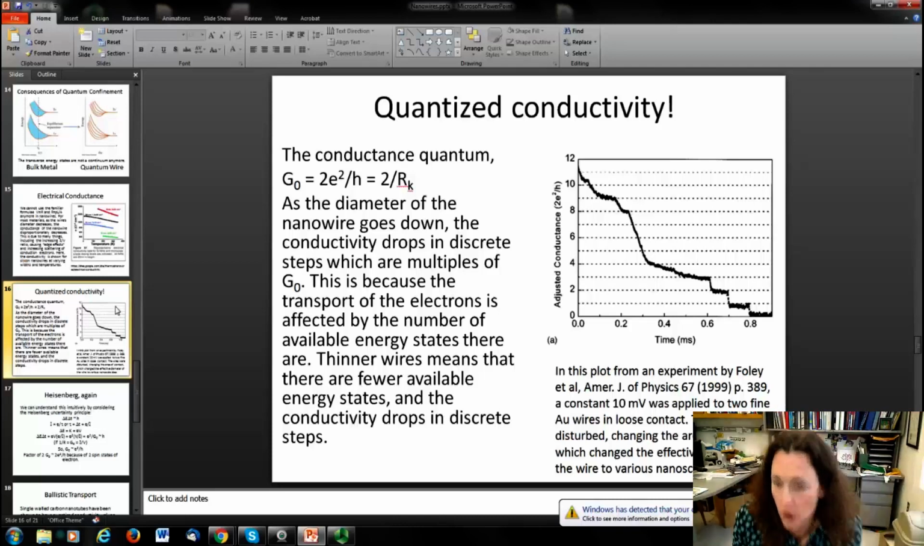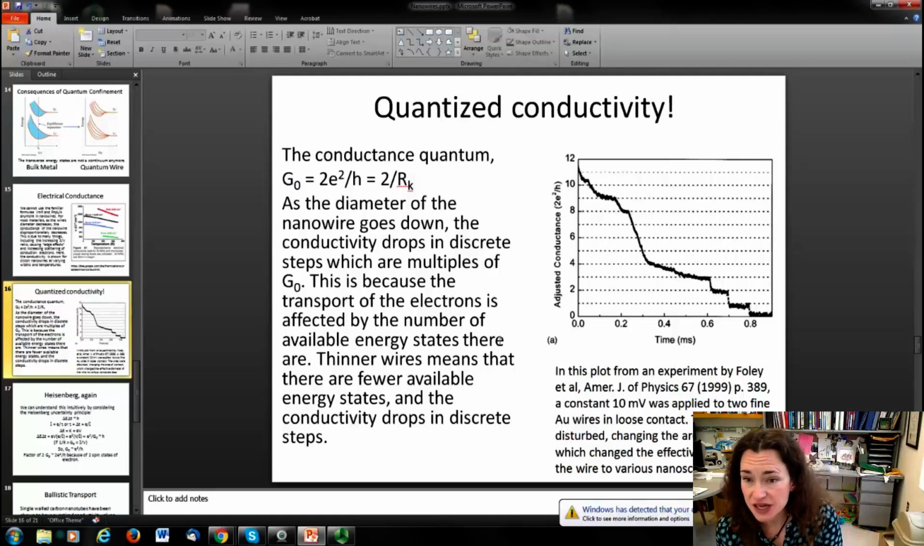Okay, so what they did, they had a constant voltage of about 10 millivolts applied between these 2 gold fine nanowires, and then they oscillated it, and that changed the effective diameter of that wire, and then they measured the current that came out, and from the current they calculated the conductance of the wire.